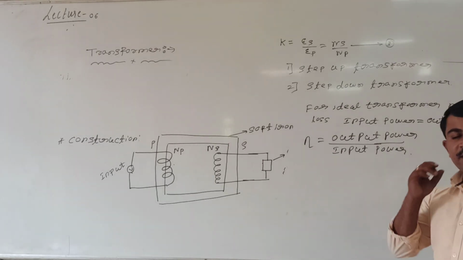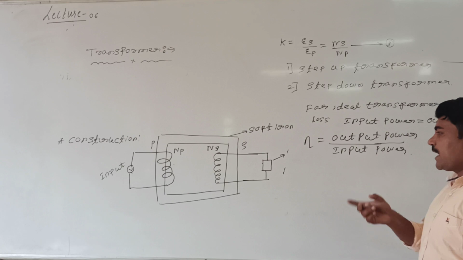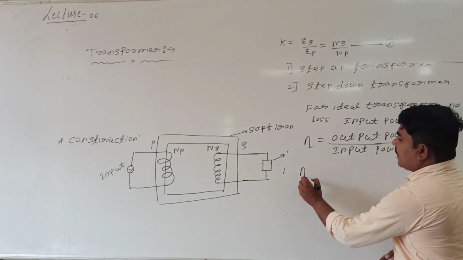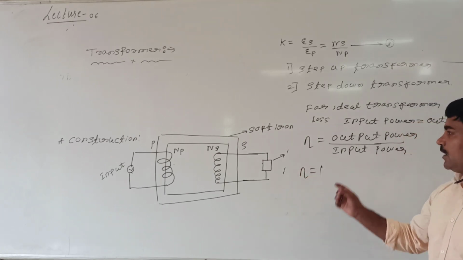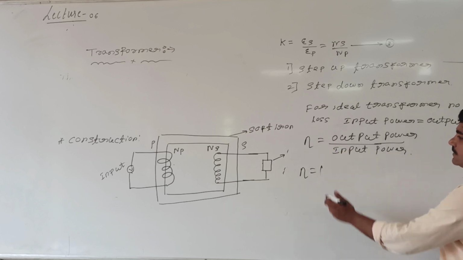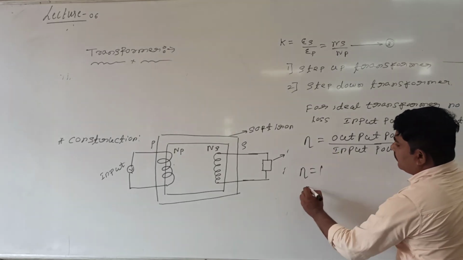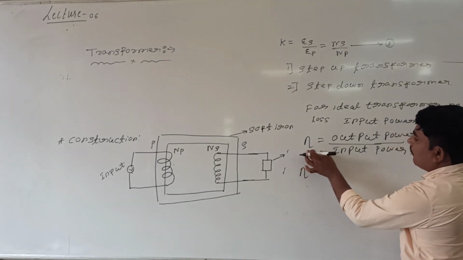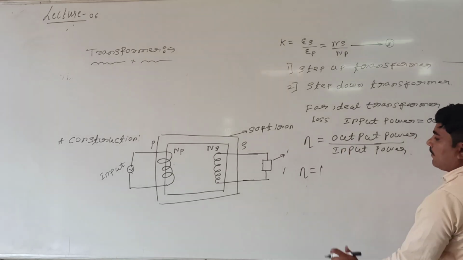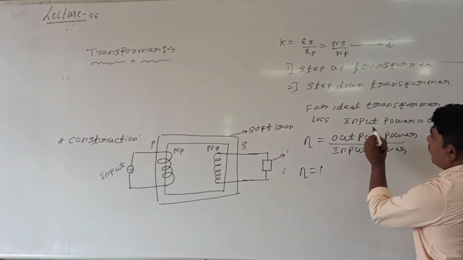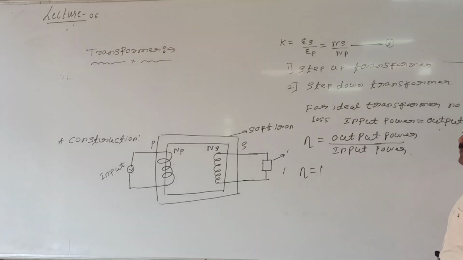Efficiency is output power divided by input power. See here, if the efficiency is equal to one, I mean 100%, then input power is equal to output power. For example, if η is equal to 1, which means 1 is equal to output by input, then input power is equal to output power.